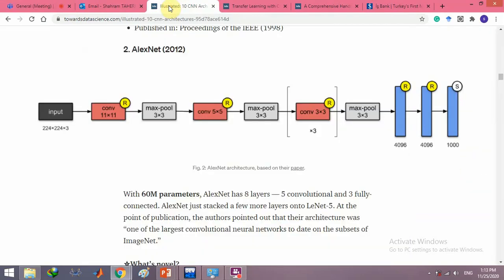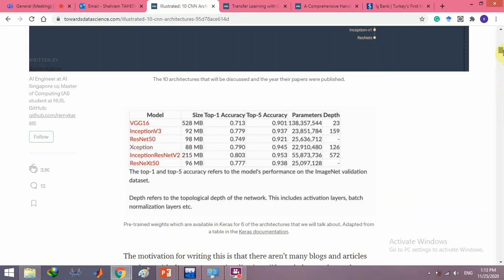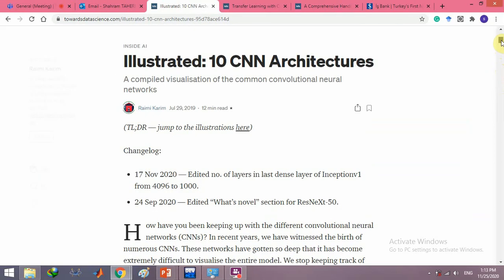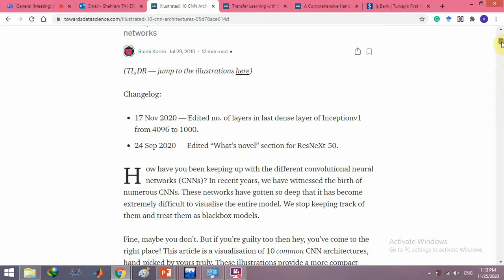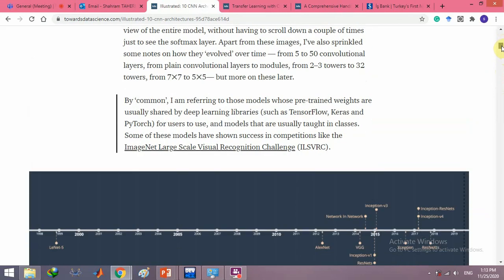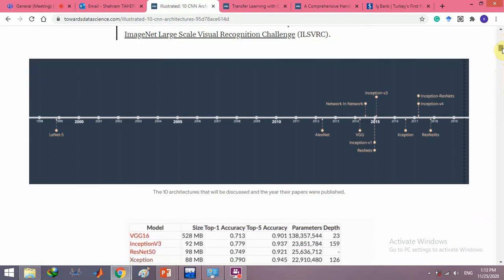Okay, today I want to introduce some of the famous CNN architectures. There are several newly developed architectures in the CNN domain. Let's see them one by one. As you can see in this timeline, they mention the date that each of these CNN architectures was introduced.